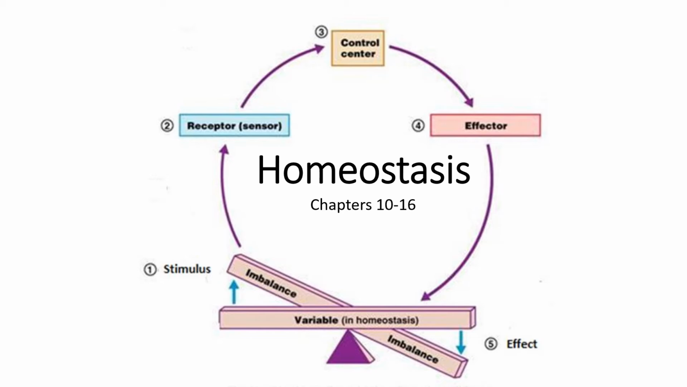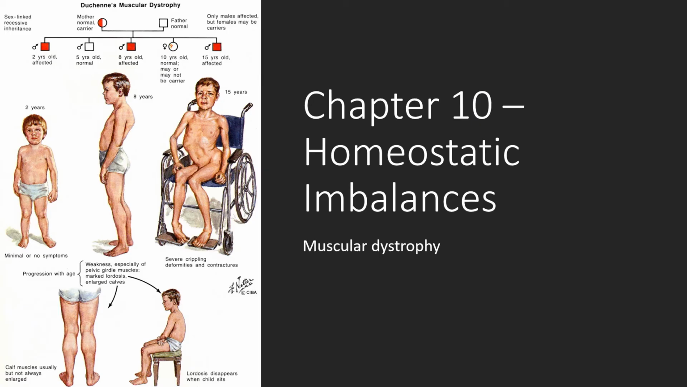So this is chapter 12. We're going to look at homeostasis between the chapters of 10 and 16. Now in chapter 10, we looked at muscular tissue, and one of the homeostatic imbalances I would like to look at would be muscular dystrophy. Now this is an inherited disorder that causes this degeneration of skeletal muscle fibers.